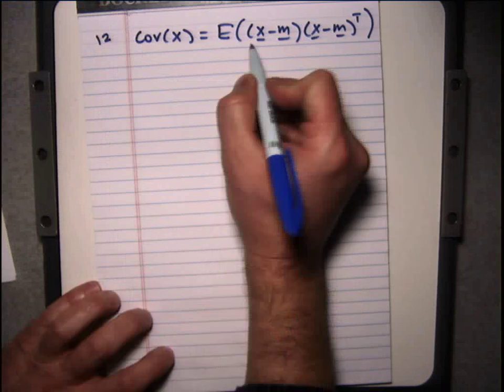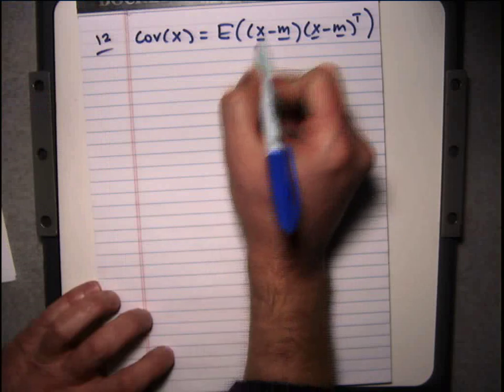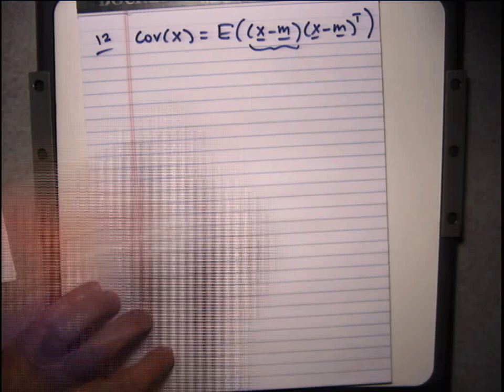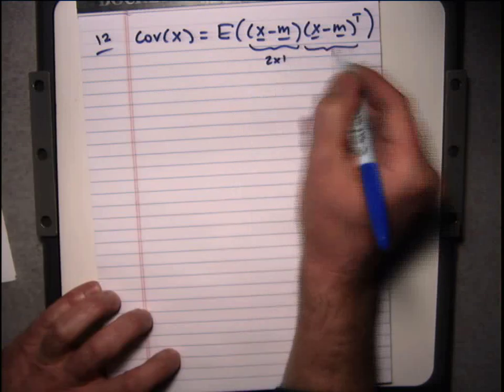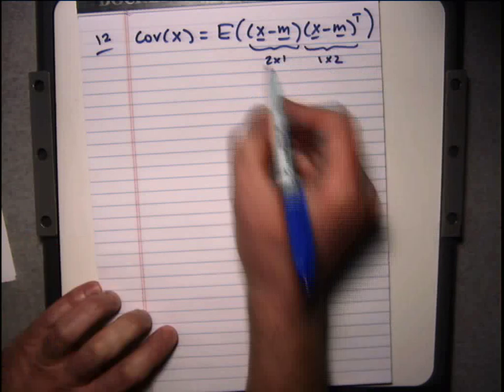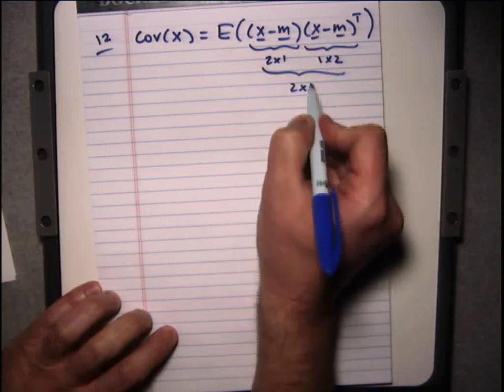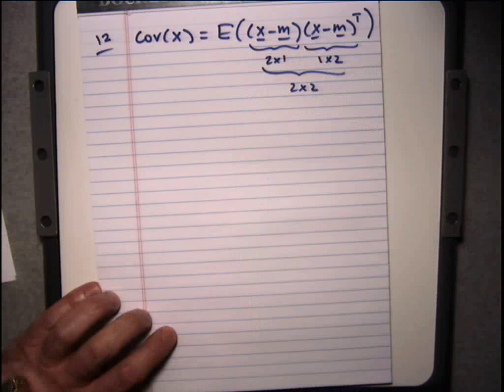So let's just remember the dimensions of these things. This guy here, the way I wrote it, is a 2 by 1 vector. And this here is a 1 by 2 vector. Right? So when you multiply them, you get a 2 by 2 matrix, which is exactly what you saw earlier.